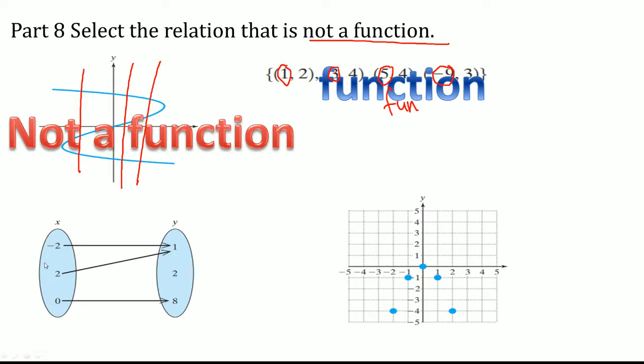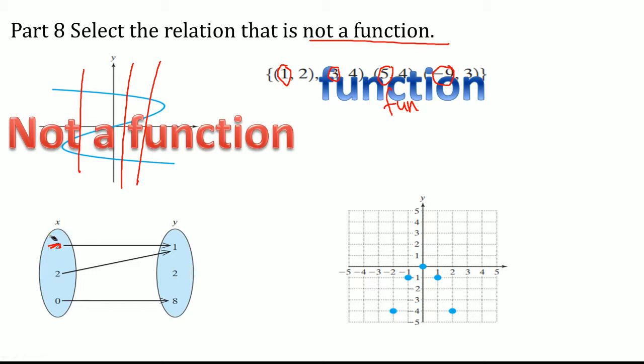What about this? Just use the vending machine rule. You plug in a negative 2, what does the vending machine give you? A 1. That works. You plug in a 2, the vending machine gives you a 1. Does that work? Perfectly fine. You plug in a 0, you get an 8. Perfectly fine. If this doesn't make sense to you, change it to color.